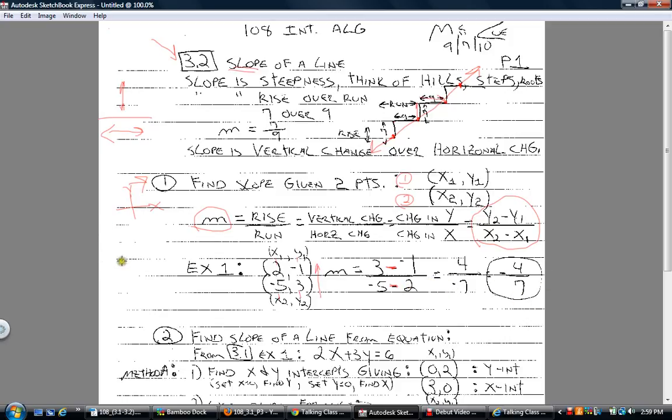Now I want to show an alternate way here. There's nothing wrong with the order that you list the ordered pairs. I'll leave them exactly the same way. Now what I want you to think about doing is, don't worry about the formula so much.